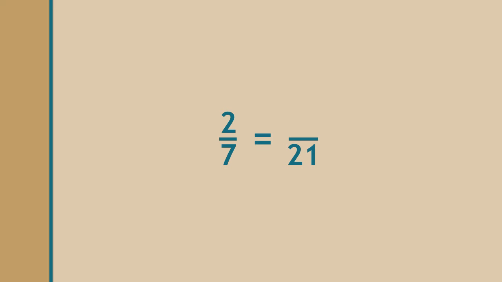Great job. Okay, so I hope that you determined that the fraction that you needed to multiply 2/7 by was 3/3, because 7 times 3 gives us 21, and so 2 times 3 would give us 6/21. So 2/7 is equal to or equivalent to 6/21.